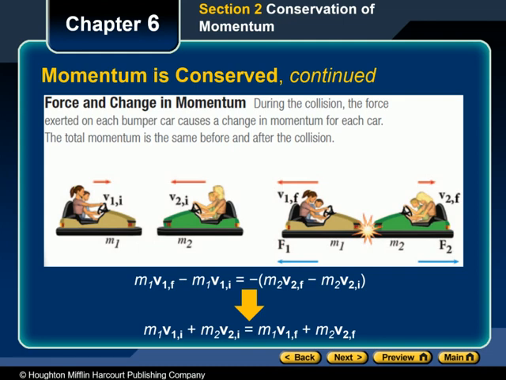Rearranging this equation gives the following equation for the conservation of momentum. M1 v1 initial plus M2 v2 initial is equal to M1 v1 final plus M2 v2 final.